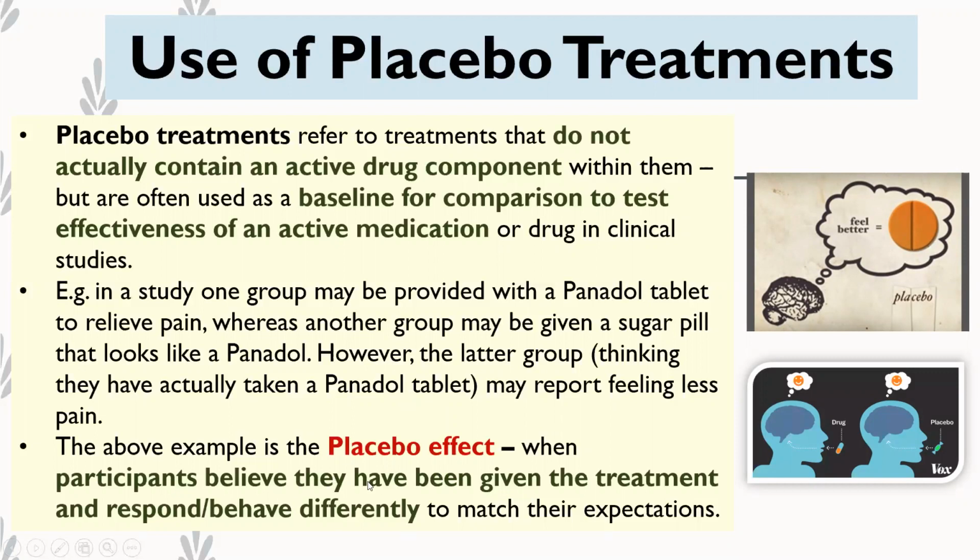And the placebo effect is when participants believe they've been given some kind of experimental treatment and they'll respond or behave differently to match their expectations. Okay, sometimes people say it's all in your mind. And with the case of placebo treatments, for some people, it can be all in their mind. We use the double-blind procedure to get rid of the experimenter effect, but for the placebo effect, we use the single-blind procedure. And that's when the participants don't know whether they've been given the experimental treatment or the control treatment.